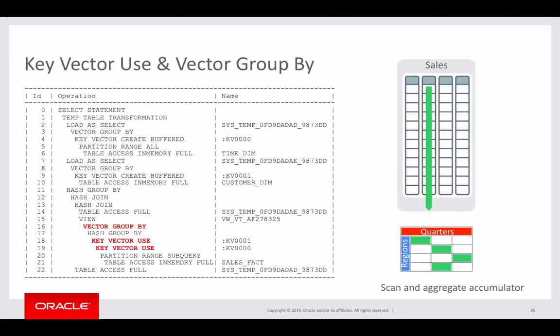Next, we're going to need to scan the sales table or the fact table, applying all of our key vectors to complete the join as part of the scan, and then filling in that multidimensional array or the spreadsheet in memory so that we can do the aggregation as part of that scan. And you see that all going on there on line 21 is the scan of the sales table. You see line 18 and 19, the key vectors are being applied. Line 16 of the execution plan is the actual completion of the accumulator or the vector group by.